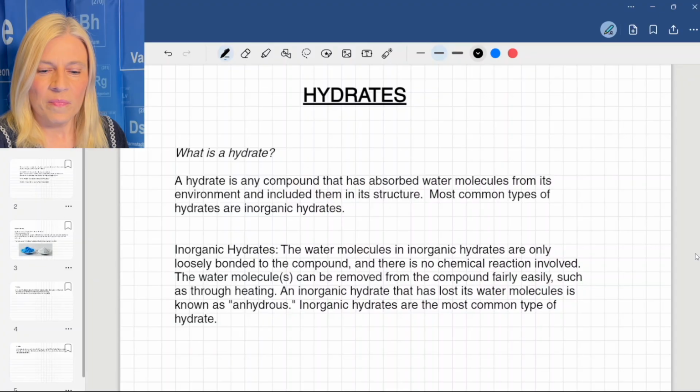All right, let's learn more about hydrates. You probably are introduced to hydrates right after you do some mole-to-mole calculations. And what are hydrates? Let's go to my screen.